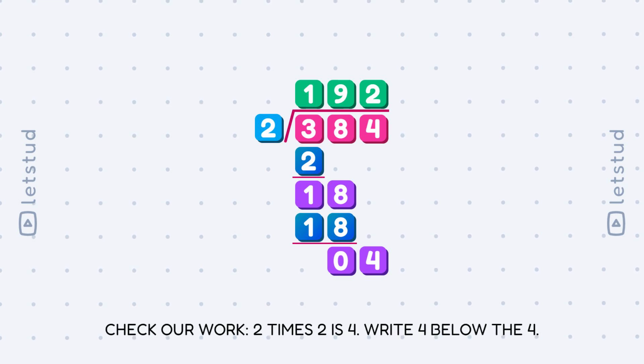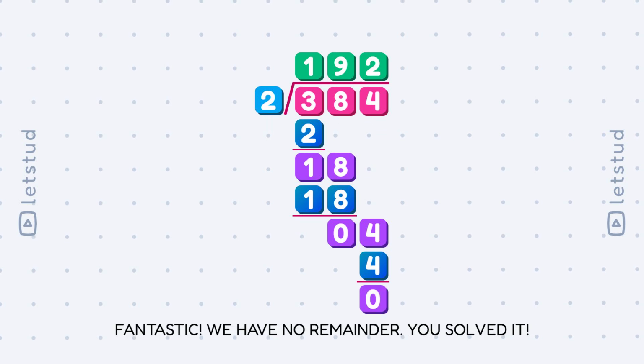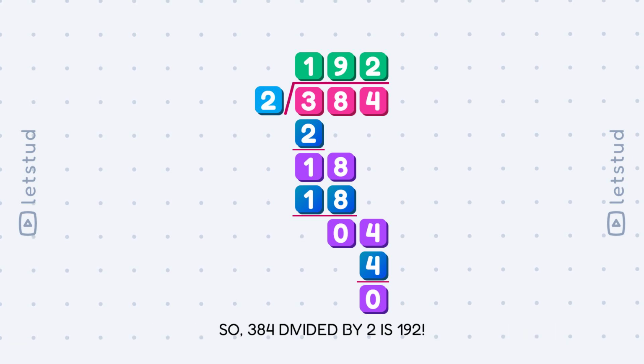Check our work, 2 times 2 is 4. Write 4 below the 4. Subtract 4 from 4 and we get 0. We're all done. Fantastic, we have no remainder, you solved it. And that's it, we've successfully divided 384 by 2. High five. So, 384 divided by 2 is 192.